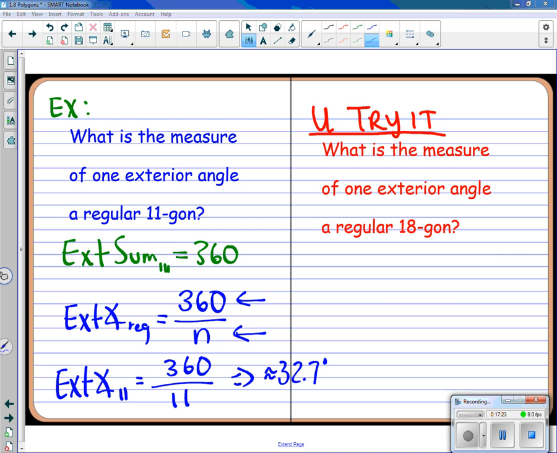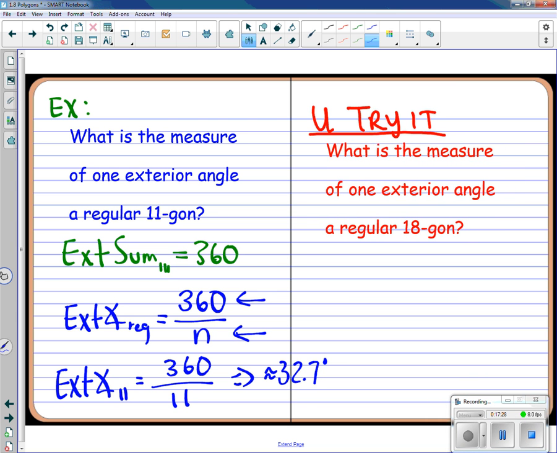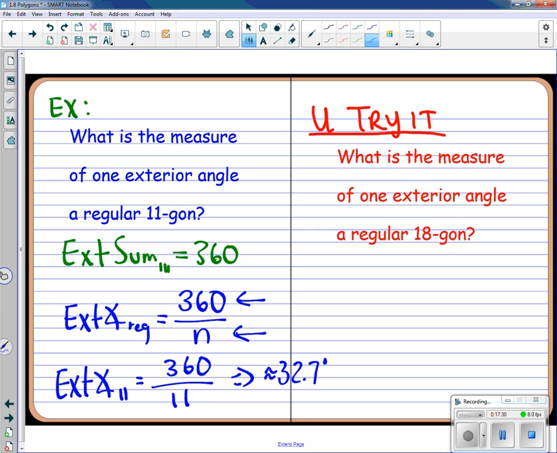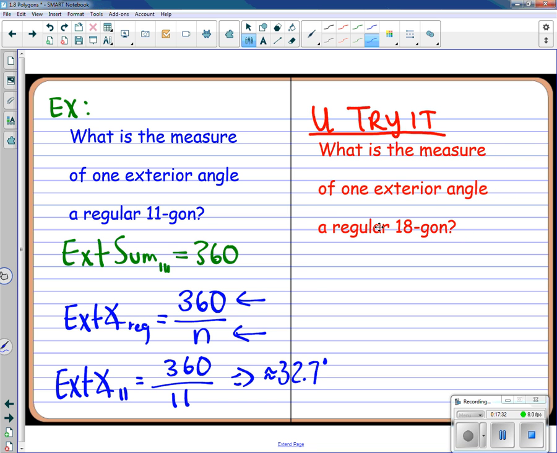All right. Now use that same idea. I want you to just kind of look at those notes and create that same idea for an 18-sided figure. Okay? Find out what one exterior angle is for an 18-sided figure. Put me on pause. Come back and check your work. Now I got 20 degrees.